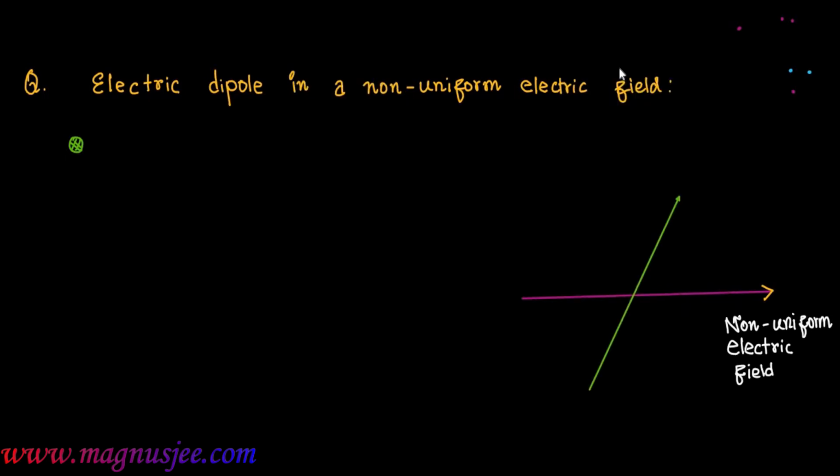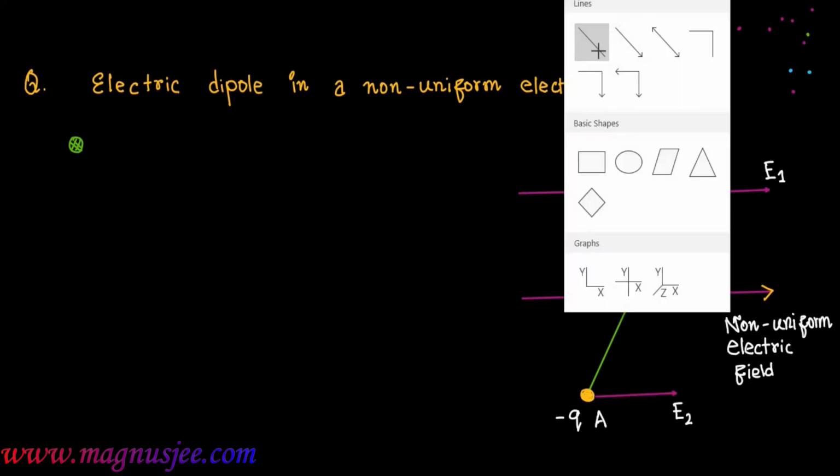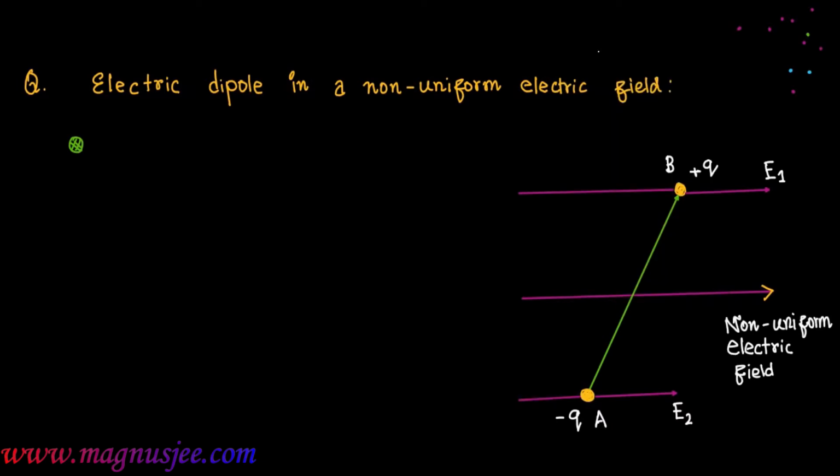An electric dipole AB is placed at an angle theta with the direction of the non-uniform electric field. This electric dipole contains minus Q and plus Q charge. On the plus Q charge, the electric field intensity will be E1. E1 is the electric field intensity which is acting on the plus Q charge. Similarly, the electric field intensity acting on the minus Q charge of the dipole AB is E2. E2 is the electric field intensity which is acting on the minus Q charge at the point A of the dipole.